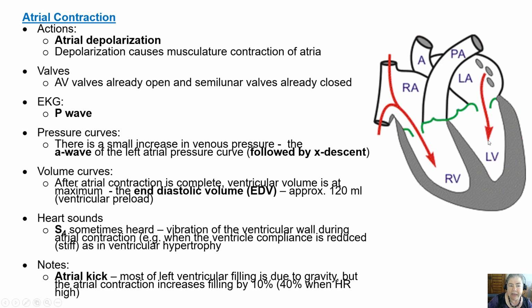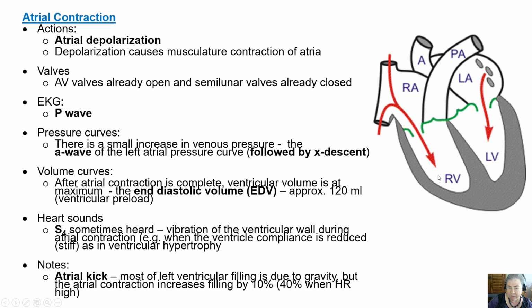It's about 120 milliliters in a normal heart, and it is the ventricular preload. End diastolic pressure and volume contribute to preload. Sometimes in an abnormal heart with stiff, non-compliant ventricles, we might hear S4. And it's important to know that most ventricular filling is just due to gravity. It's due to blood flowing by gravity out of the atrium into the ventricle on both sides.